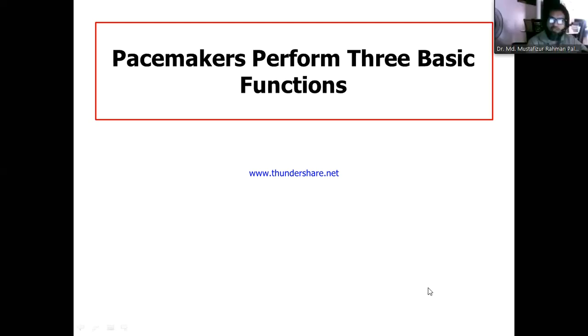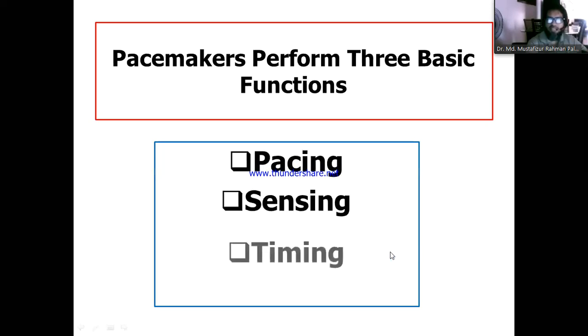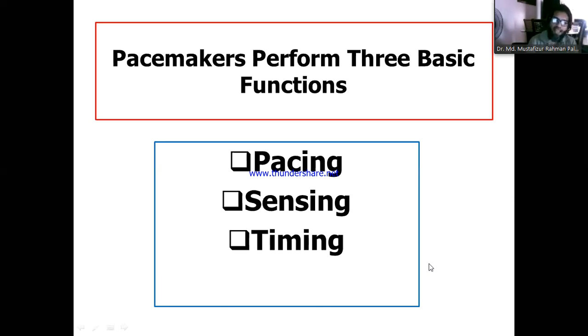So the pacemaker performs three basic functions. That is pacing, sensing, and timing. These are the basic functions, and you have to understand all the functions one by one, because if we do not understand all the basic functions, it is very difficult to understand the total lecture, because after completion of the lecture you have to understand all the things to do the programming and the clinical implementation of the system. So one by one you have to understand, you have to concentrate more.